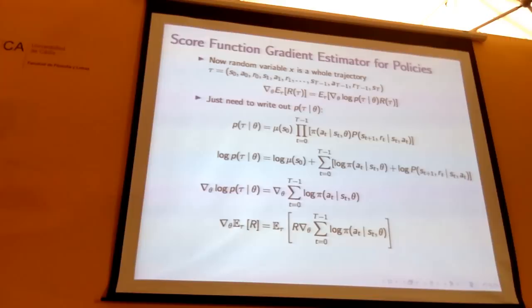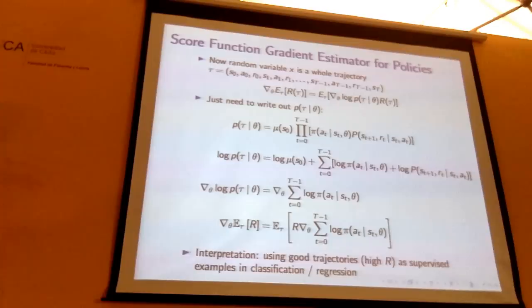Okay, so that's our policy gradient estimator. The interpretation is that we collect trajectories, and some of them have high return, and we're increasing the log probability of those trajectories with high return. You can sort of think of that as saying that we're using our high reward trajectories as supervised examples in a classification or a regression problem.